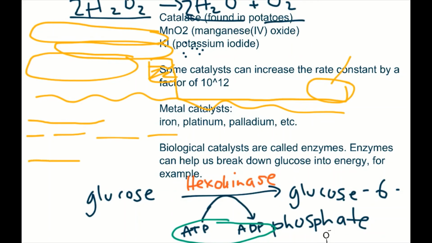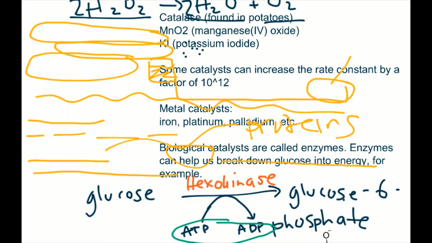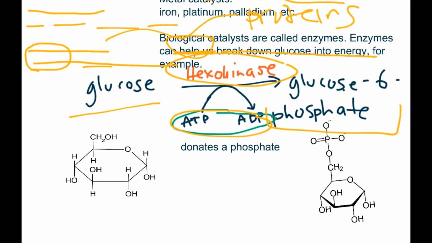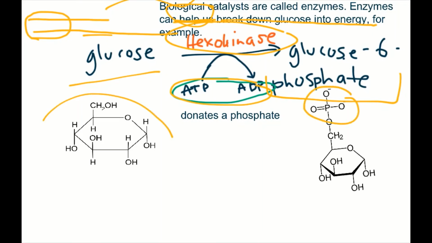Now, we have biological catalysts, and these are catalysts that are found in our body, and they are typically made of proteins. And these catalysts are called enzymes. Enzymes can help us break down glucose into energy, for example. So in the very first step of glycolysis, which is a reaction that is required to convert glucose into energy, glucose is transformed into glucose 6-phosphate by adding a phosphate via ATP, and the catalyst, or the enzyme to be more specific, is something called hexokinase, and as you can see, the phosphate is added to the sugar.